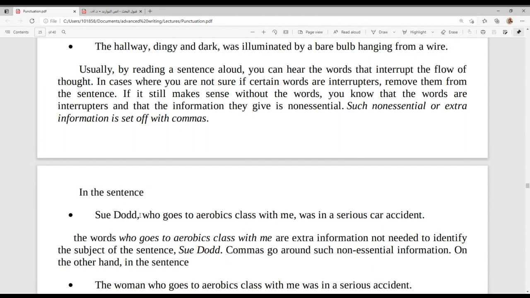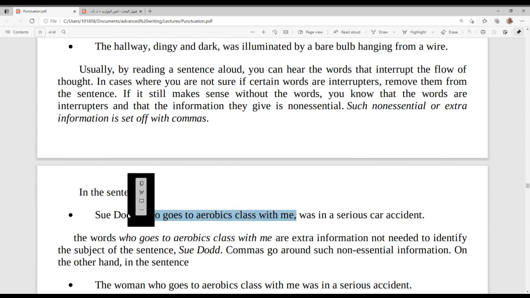Now, go to the second choice. Is this important or essential information? No. So I can omit it. Sue Dodd was in a serious car accident. So this is the most important information here. Here, who goes to blah blah blah, this is extra information.